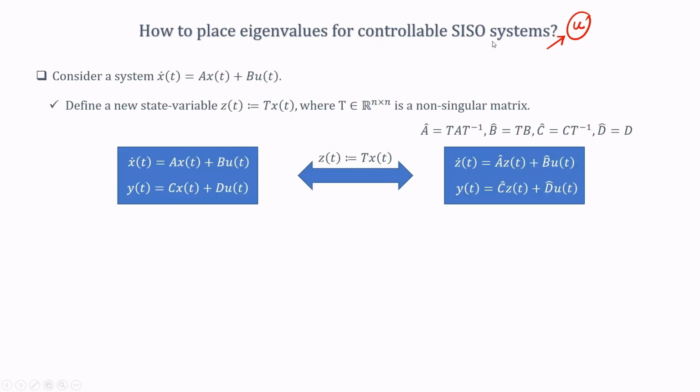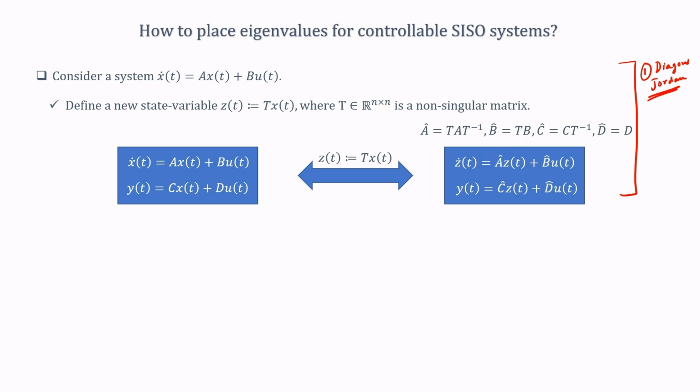So, we will use again this idea of transformations. Remember, we have been using this quite a lot. We used it to find the Jordan and diagonal forms, so that we can get to the state response of the system. In that case, the T matrix was either coming from eigenvectors or from generalized eigenvectors.